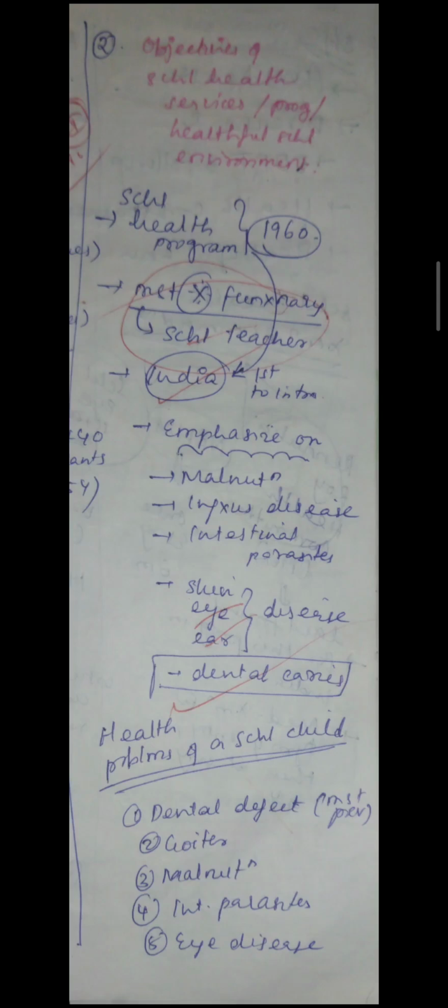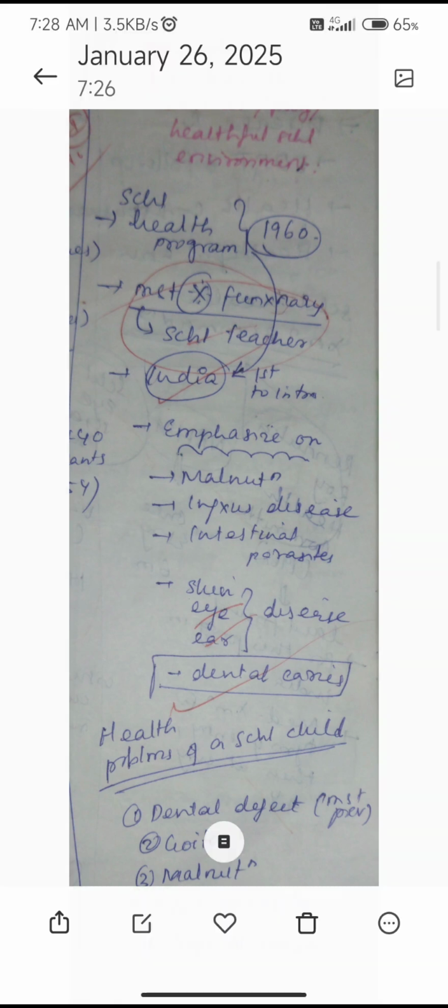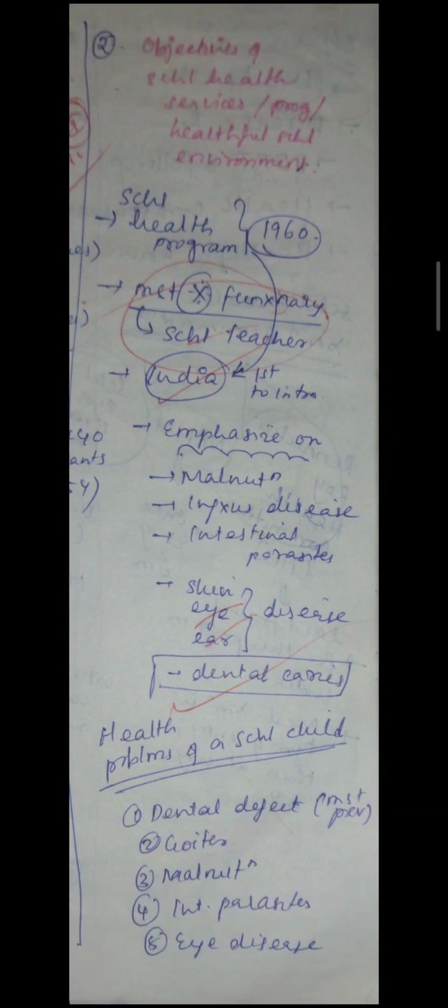So let us discuss the objectives of school health services and programs that are related to a healthful school environment. This is according to the PSM, Preventive Obstetrics and Geriatrics lesson. In that we will be seeing this question. The school health program was launched in 1960, in which the most important functionary is the school teacher, and India was the first to introduce this school health program services.